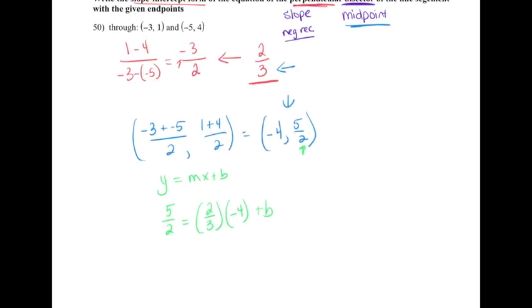And so we will simplify this to solve for our b. 5/2 equals, when I multiply this, I get negative 8 over 3 plus b. Add your 8/3 to both sides. So my b is going to equal 5/2 plus 8/3. You will need a common denominator, which is 6. So multiply the top and bottom of this one by 3, the top and bottom of this one by 2. You will get 15 over 6 plus 16 over 6. Your b is going to be 31 over 6.